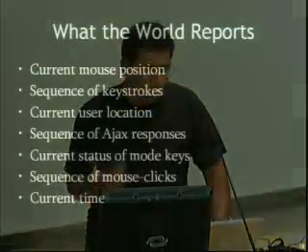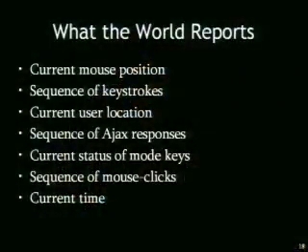Okay. So let's think for a moment from first principles about what information we're getting from the world. Remember, the program's sitting waiting for the world to tell it things. Well, the world says things like, here's the current position of the mouse. Maybe the mouse moved. It might say, here's some keystrokes that you got, and here's the sequence of keystrokes that you received. Or it might be things like, here's the user location if you're programming cell phones, as we are these days. It might be a sequence of Ajax responses coming back from a server. It might be mode keys. It might be mouse clicks. It might even be, as we've seen, what the current time is.